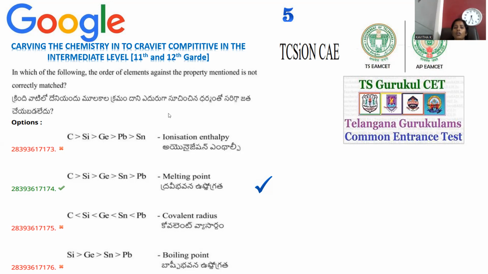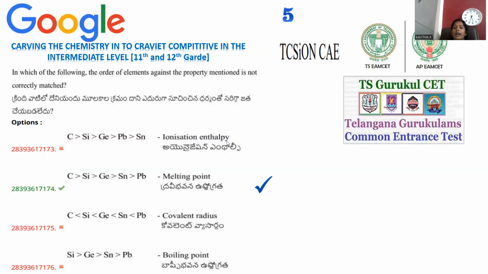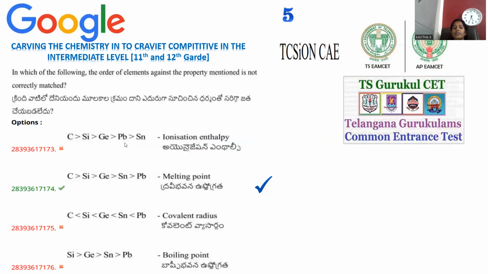Okay. Among all, which is not correctly mentioned is, so this is melting point value. Let's see how we can explain. First property called ionization enthalpy. In general, what is the periodicity? Ionization enthalpy values decrease as one moves from carbon to silicon, so that carbon, silicon, germanium, lead and tin. Lead and tin will be the order due to the ineffective shielding of the d orbitals, f orbitals. Lead has the higher ionization enthalpy than tin. This is the exception, where it is mentioned correctly, right?